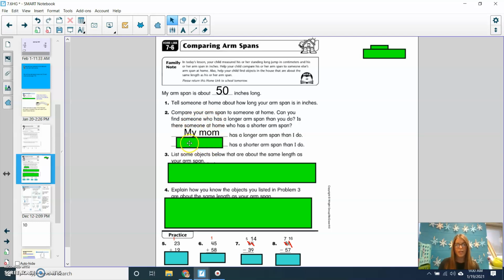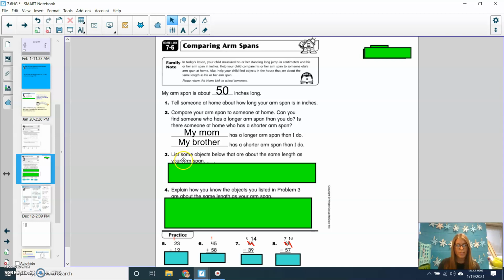And then when I'm thinking of someone that had a shorter arm span than me, and again, I'm thinking like a second grader, I have a younger brother. So my younger brother has a shorter arm span than me. I could also think about someone in the classroom that maybe had a shorter arm span than me. So if you can double check to make sure you have your answers filled out.